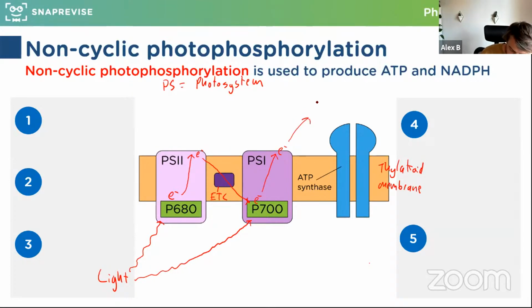It is then removed by binding to NADP, which, when it gains the electron, is reduced, and it also gains a hydrogen. So we call that NADPH. NADP becomes NADPH.